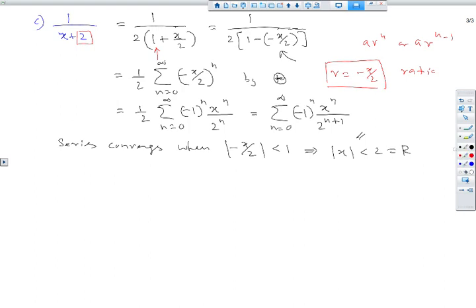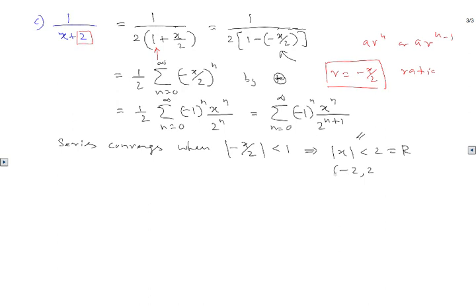Good. So in this case, that means x is in between negative 2 to 2. So that is the interval you are talking about. It only converges in this interval, negative 2 to 2. If you try to plug in anything else, they are not equal. The power series and the function have 2 different values.